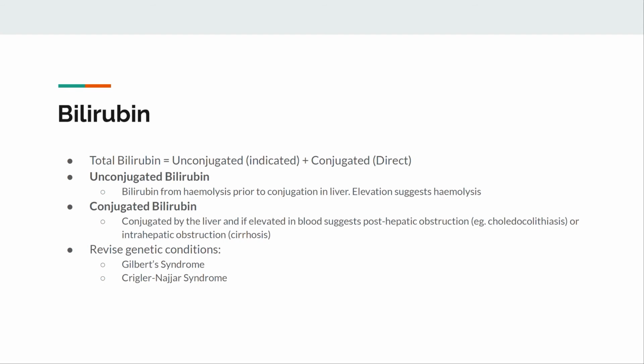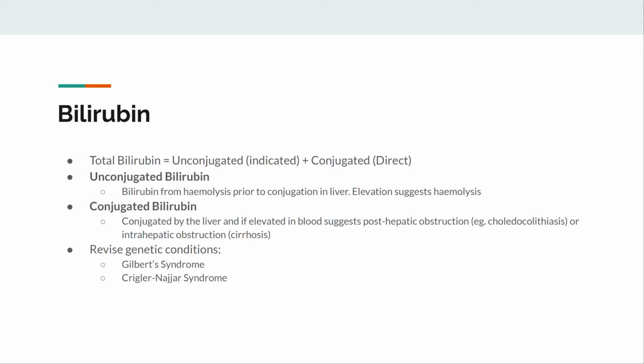Bilirubin. Total bilirubin is a combination of the unconjugated and the conjugated, which I've written the word indicated on this slide, but where it says indicated, that should say indirect bilirubin. It's kind of a combination of indirect and conjugated, that word I've made up.